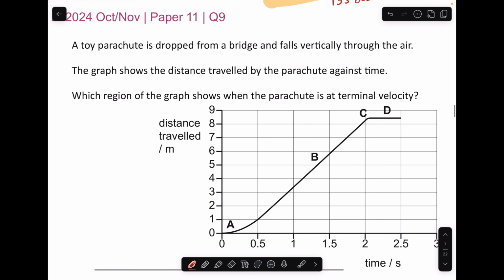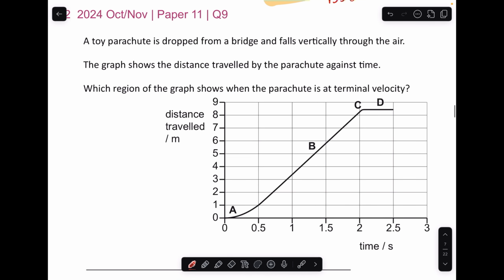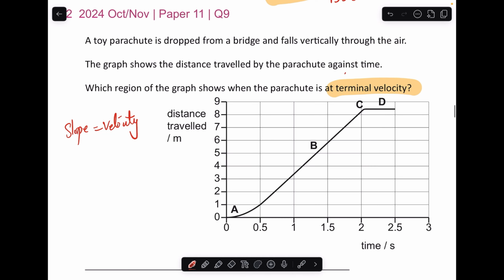In the next question, a toy parachute is dropped from a bridge and falls vertically through the air. The graph shows the distance traveled by the parachute against time. Which region of the graph shows when the parachute is at terminal velocity? So it's a distance-time graph. In this case, the slope represents the velocity, and we know that a straight line shows constant velocity. Terminal velocity means constant maximum velocity, so this is represented by this line. Okay, so it's option B. That is correct.